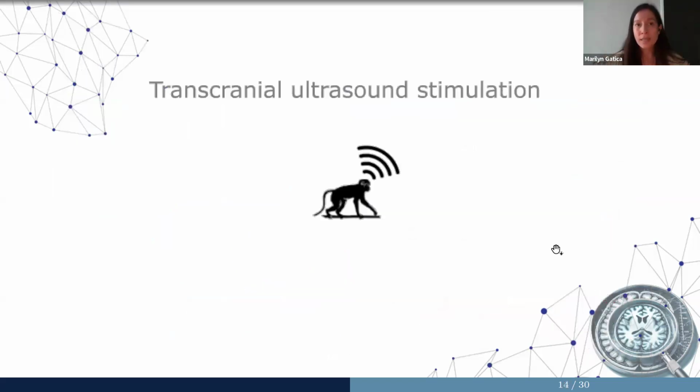I would like now with that to move to the transcranial ultrasound stimulation, in particular in macaque.